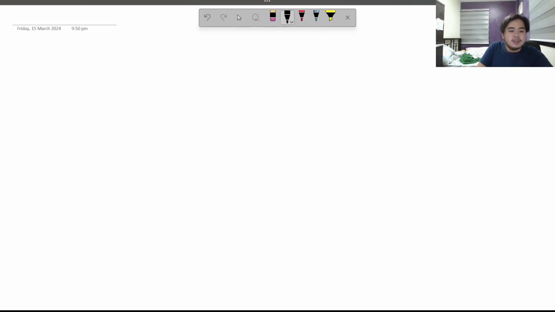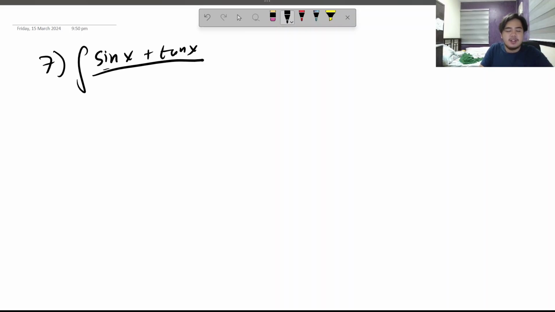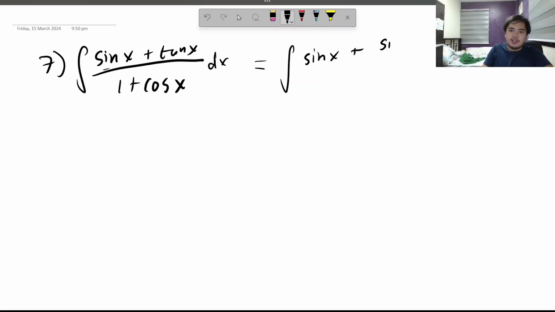Alright. Question number, what is this? 7. Did I stop numbering it? Anyway. The integral of sine x plus tangent x over 1 plus cosine x. Now, what can we see here? Sine and cosine love each other. Tan x doesn't. So, let's just transform tangent into sine and cosine, so we don't get in trouble. We put here sine x over cosine x over 1 plus cosine x dx.